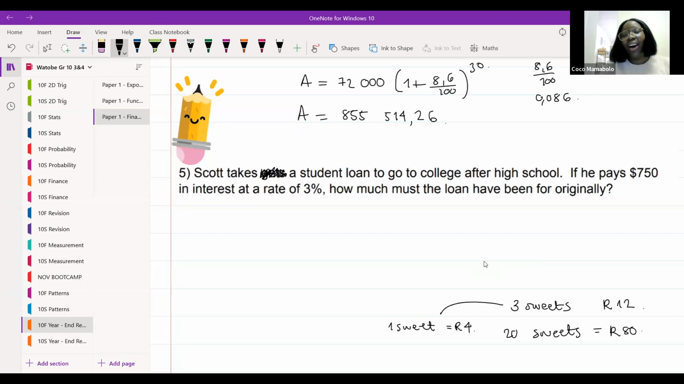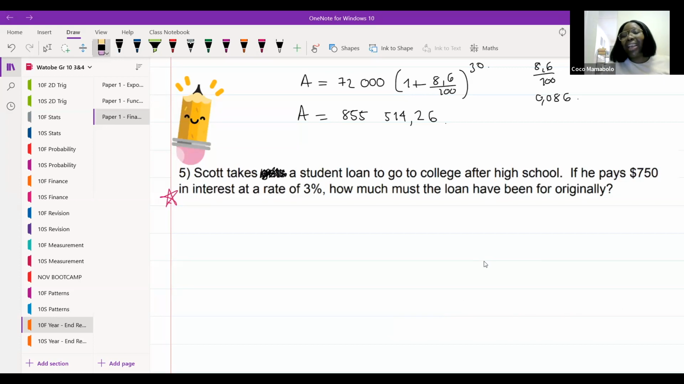Okay, so think of this idea that ma'am has just written on the screen and tell me how we can apply it to this question over here. All right, let's see who can find me an answer. Same idea that ma'am has just employed, use that to figure out how much Scott has actually paid for his loan.